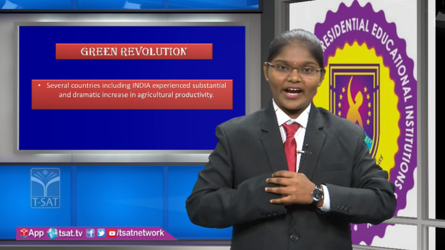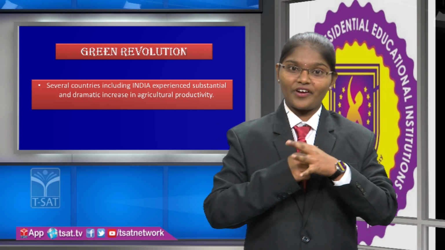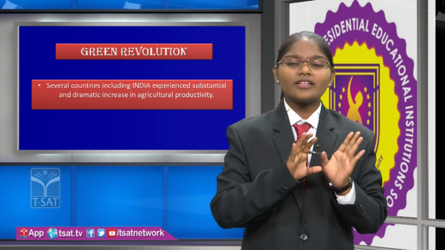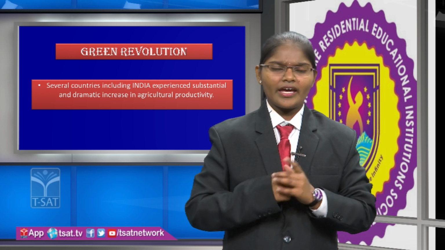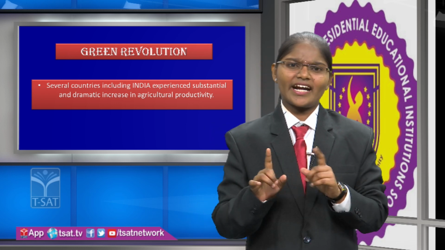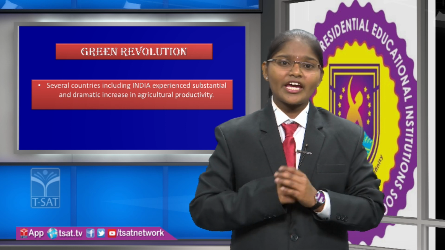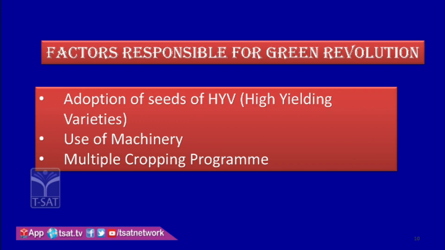Let us go for the methods. Hybridized seeds, synthetic fertilizers, insecticides and pesticides. These are the factors which are responsible for the Green Revolution. M.S. Swaminathan is regarded as the father of the Green Revolution. Let us see what are the methods employed by him in the Green Revolution. These are examples of wheat and rice plants.